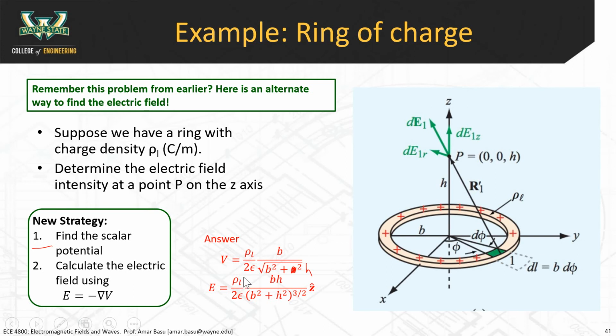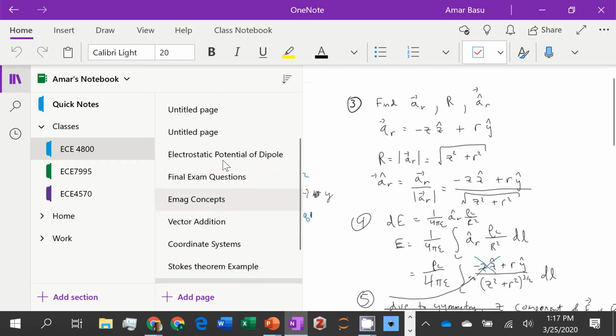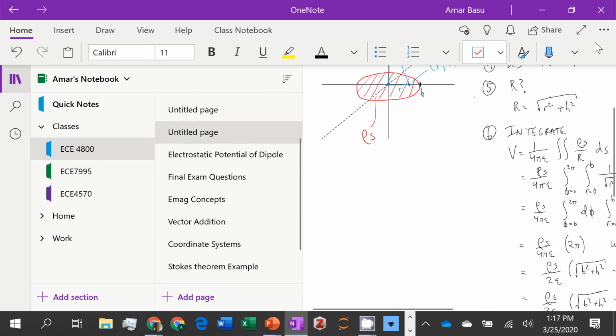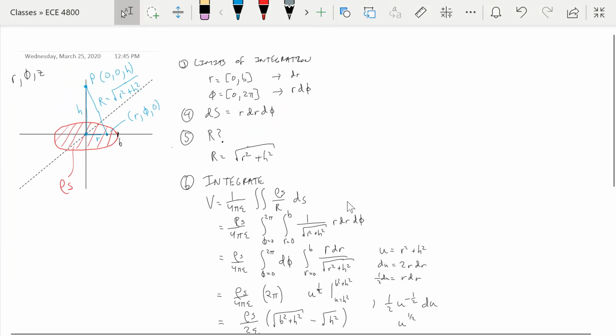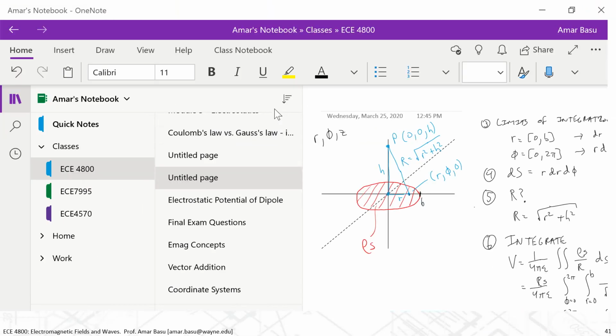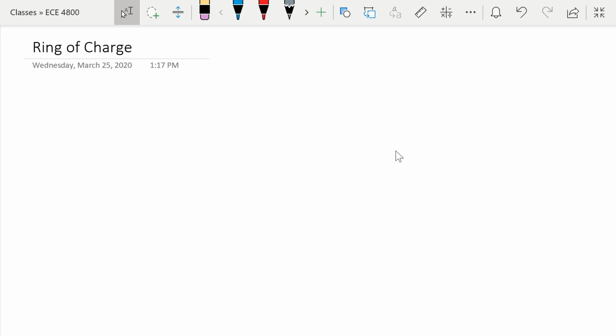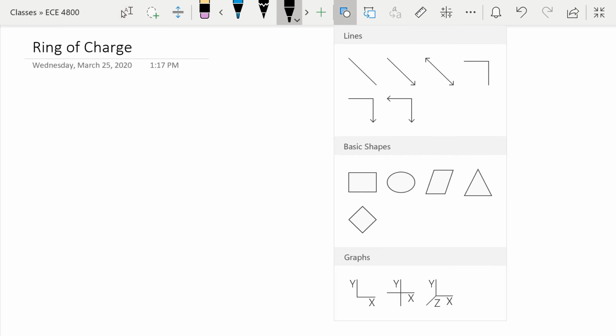Let's find the scalar potential. Let's go through the different steps of the problem here. I'm going to open up a new window. We're going to start by drawing. That's the first step of the problem. Draw it. It always makes your life a little bit easier.